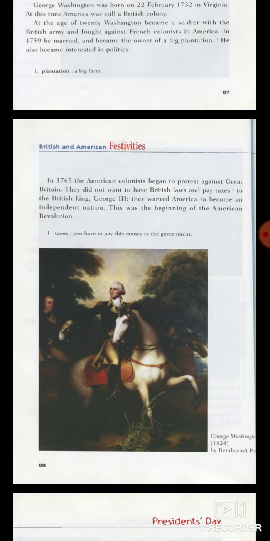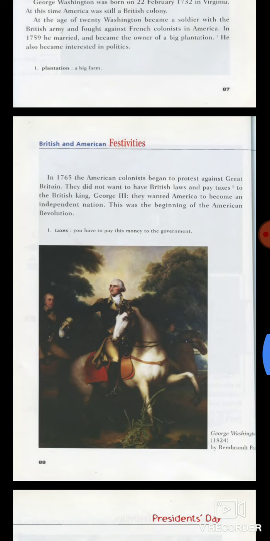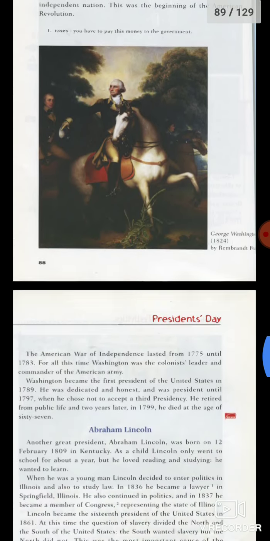This picture is George Washington, 1824, by Rembrandt. The American War of Independence lasted from 1775 until 1783. For all this time, Washington was the colony's leader and commander of the American Army. Washington became the first president of the United States in 1789.